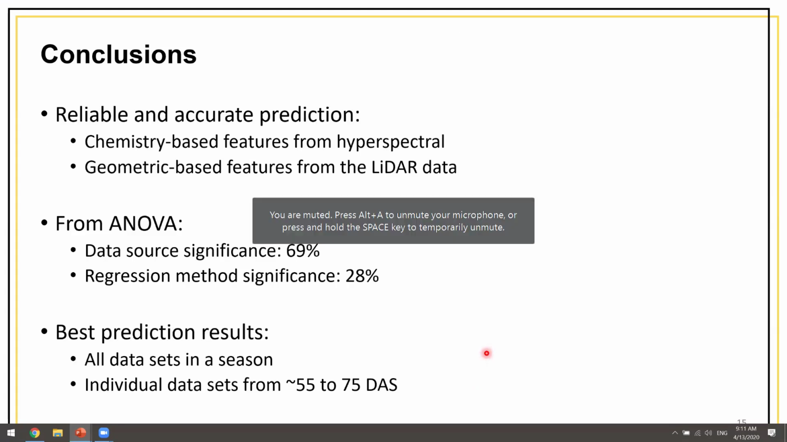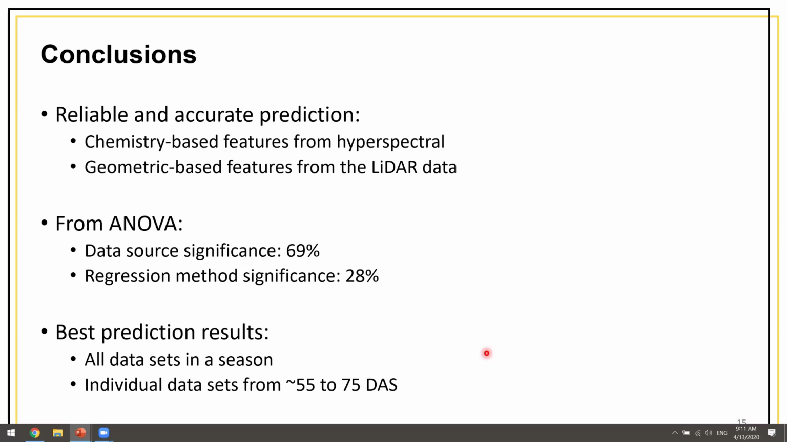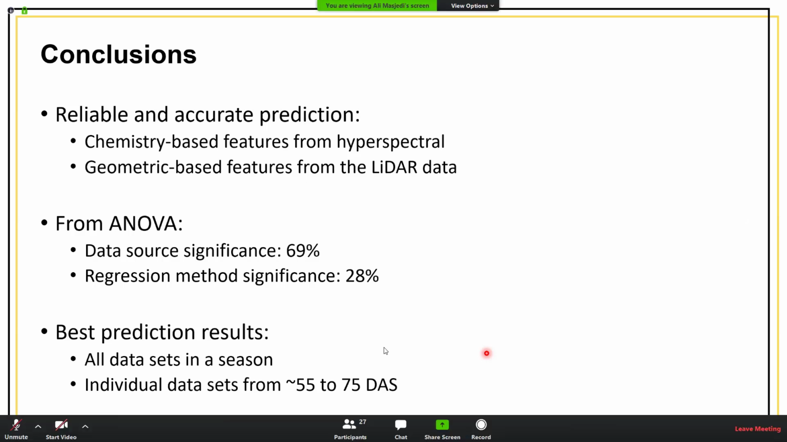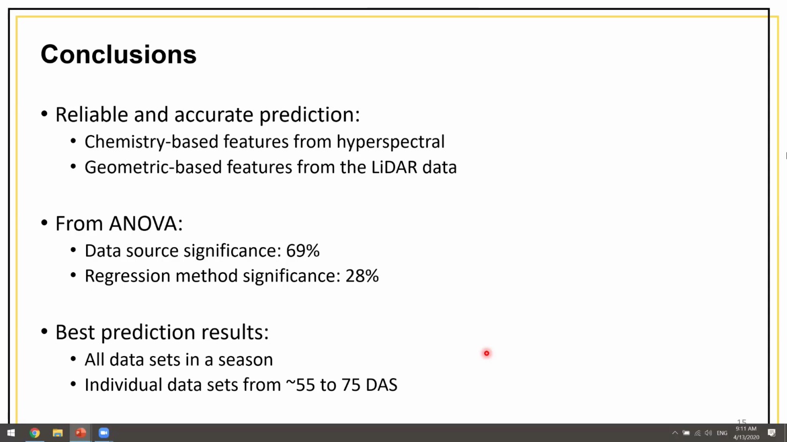So as a conclusion, as I said, we had reliable and accurate predictions when we used chemistry-based features from hyperspectral and geometric-based features from LiDAR, and we needed both of them to get highly accurate results. We did some evaluation of the prediction results and found that data source is very important. Its impact is significant, and the regression method is also important. And finally, we found that individual data sets from 55 to 75 days after sowing are very important for the models.